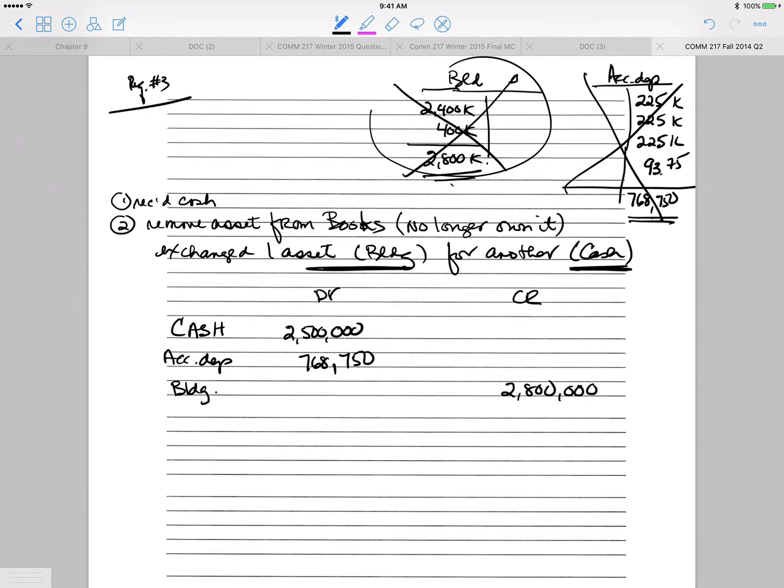Okay, so that gets rid of that, and there's a difference here. So you need a plug. So what we need to do is determine what number we need here to make this entry balance. Okay, so you'll see that what we need here is a plug of $468,750. Okay, and this credit is a gain on disposal.